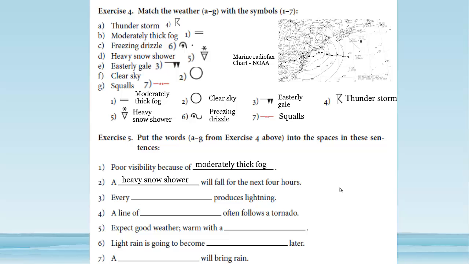Every what produces lightning? Well, I guess a thunderstorm. We talked about cold fronts and warm fronts. Well, when those two meet, usually thunderstorms are producing thunder and lightning. A line of what often follows a tornado? Squalls. Okay, so these small, short storms popping up usually follows a tornado. Expect good weather, warm with a clear sky. Okay, good. And then light rain is going to become freezing drizzle later. I guess it's going to get colder later, and so the rain is going to freeze and become freezing drizzle or sleet, light sleet. An easterly gale will bring rain. Okay, so a strong wind coming from the east is going to bring rain. Great, good job. So let's go on to the next one.